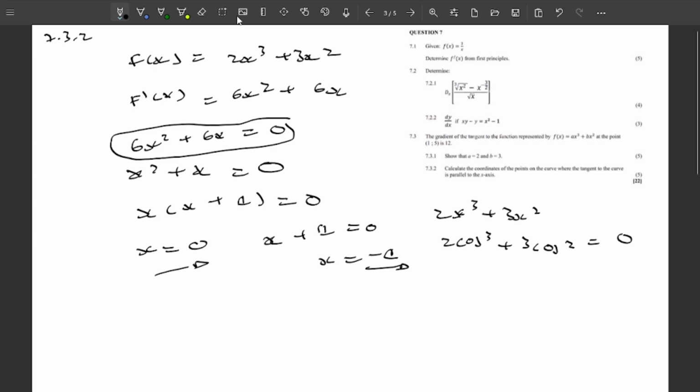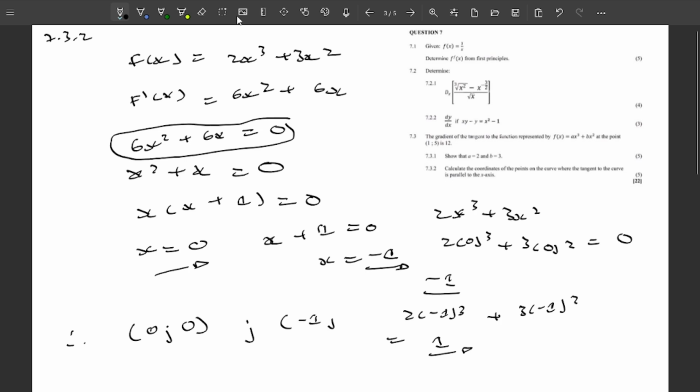From here, we input minus 1: 2(−1) cubed plus 3(−1) squared, and we should have 1. So the coordinates at which the curve's tangent is parallel to the x-axis are (0; 0) and (−1; 1). Yeah, that's how you do it.